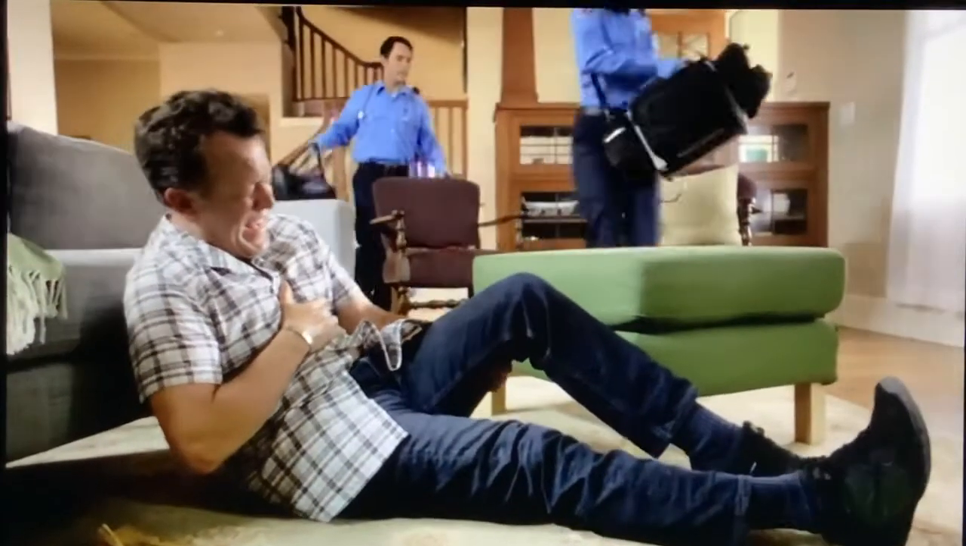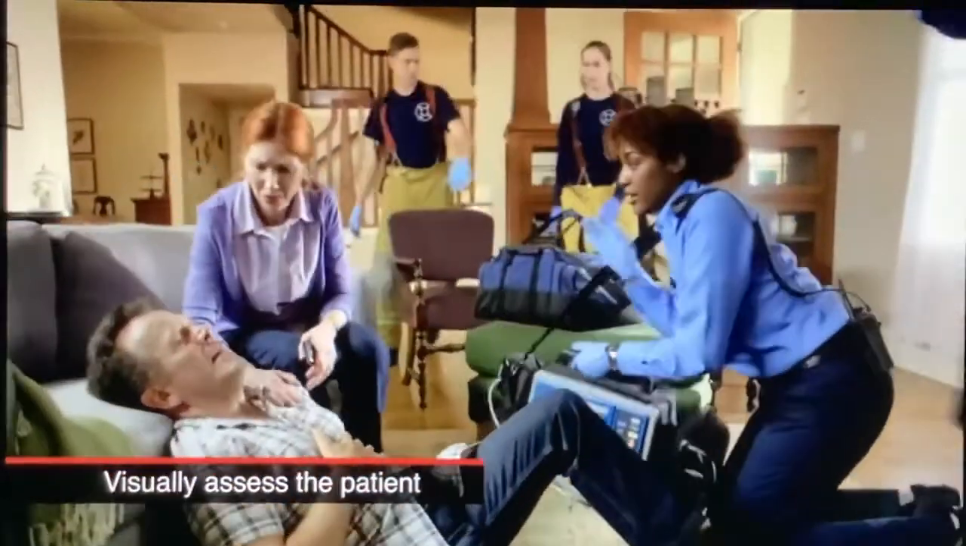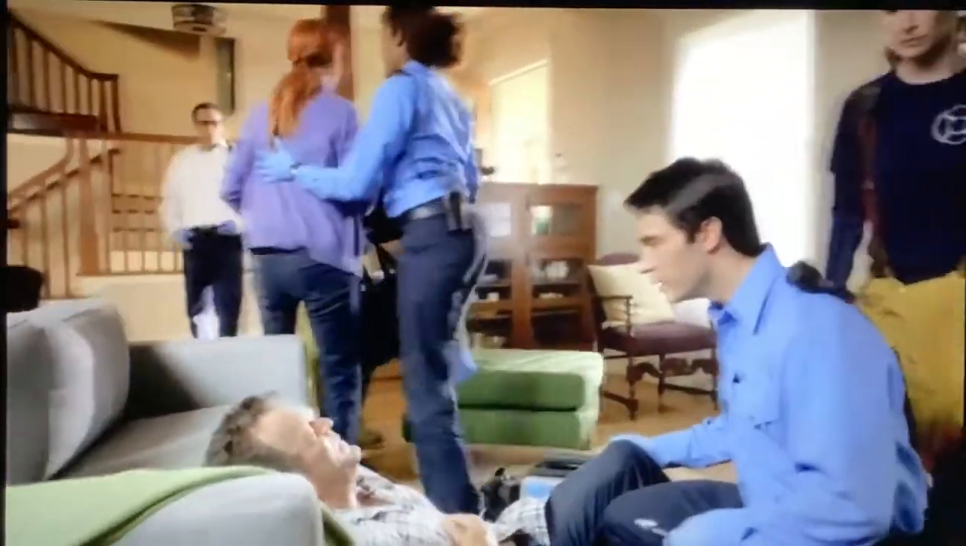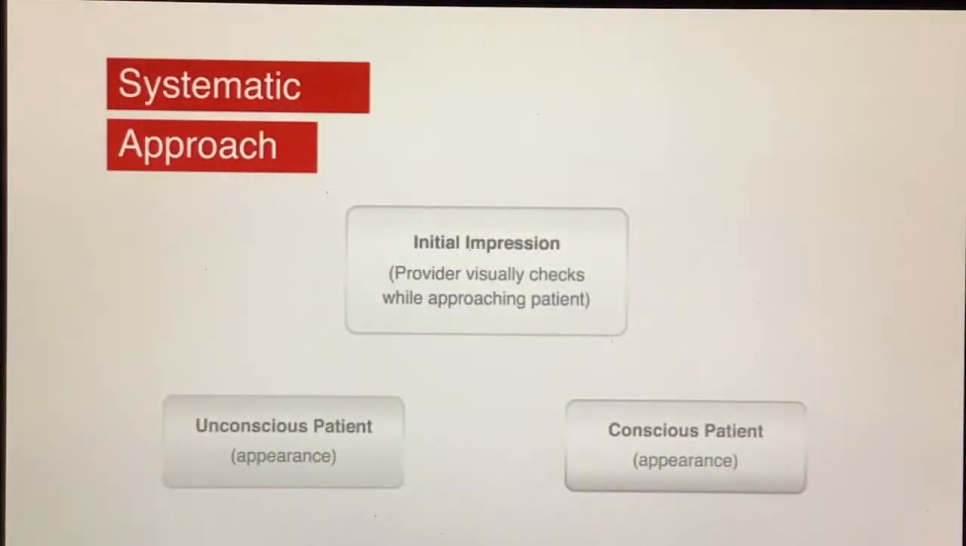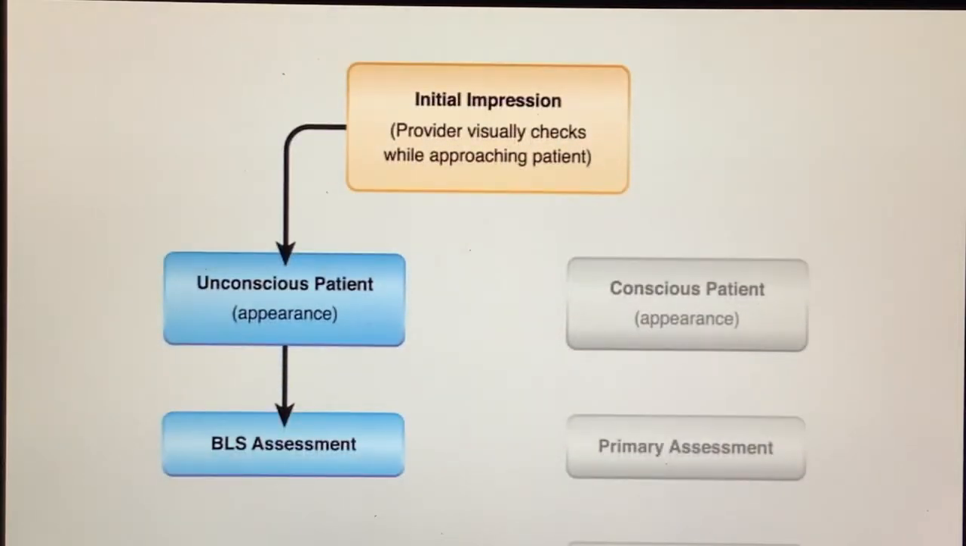When deciding which assessment to use for a patient, start with a step we all do automatically. Visually assess if the patient is conscious or unconscious. This is your initial impression of the patient. You can form a rapid general impression by a quick visual assessment of responsiveness, breathing, and color to determine the urgency of the situation. After determining the scene is safe, if the patient appears unconscious, use the BLS assessment.